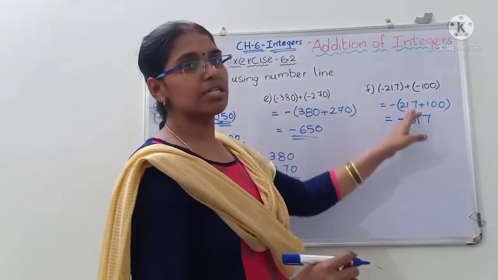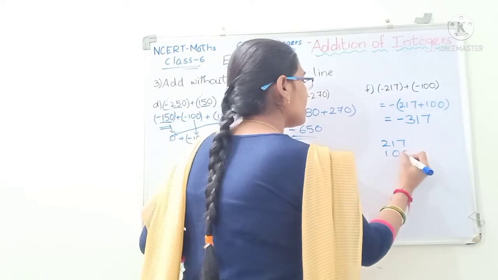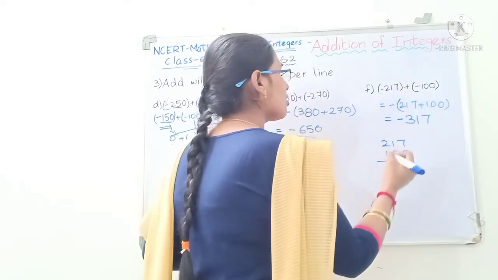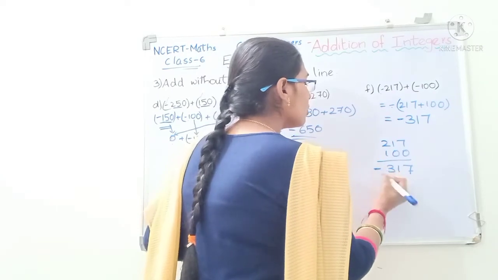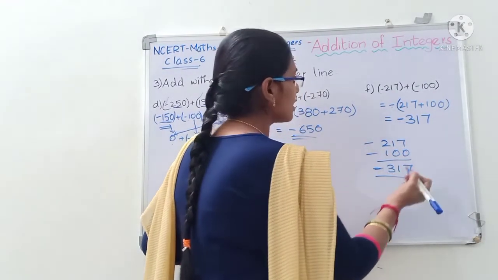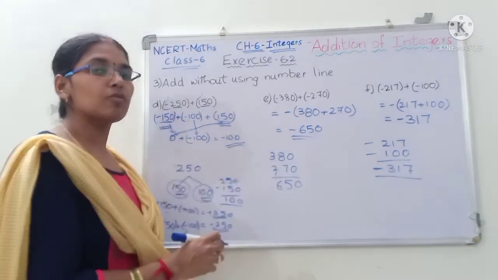So if both numbers are negative, just add the numbers first. 217 plus 100, you get 317. As both numbers are negative, you add negative sign. Minus 217 is there, minus 100 is there. So you get result as minus 317. This is the way you should solve the problems without using number line.